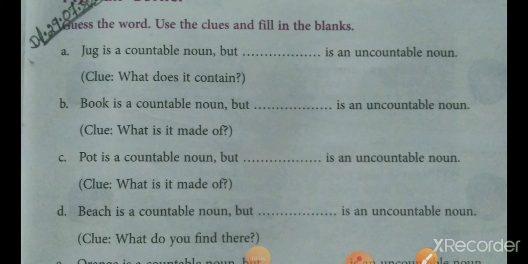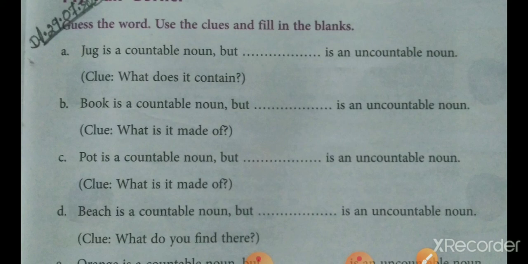Guess the word. Use the clues and fill in the blanks. A jug is a countable noun, but dash is an uncountable noun. Here the clue is: what does it contain? What do you keep in a jug? You can write here water. Then next B, book is a countable noun, but dash is an uncountable noun. Clue: what is it made of? Book is made of paper. Paper is uncountable, so you can write here paper.